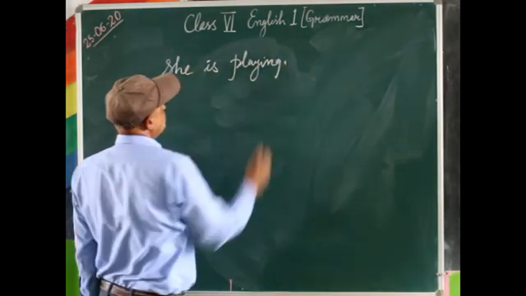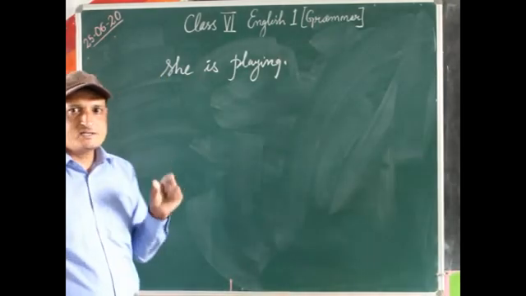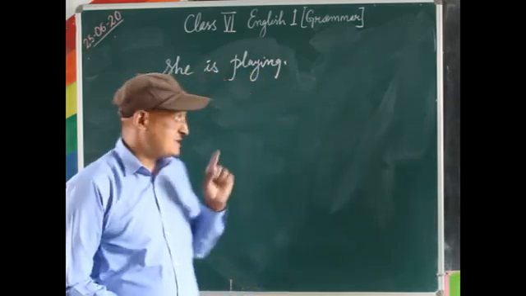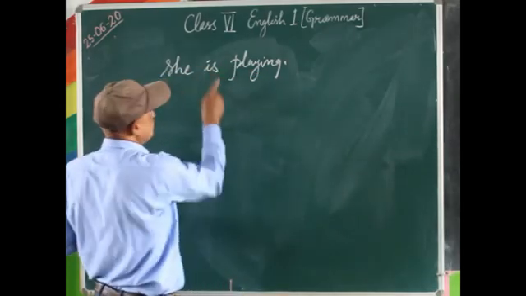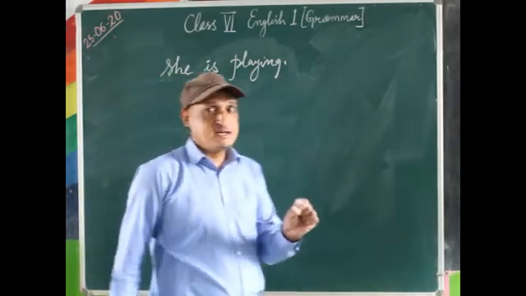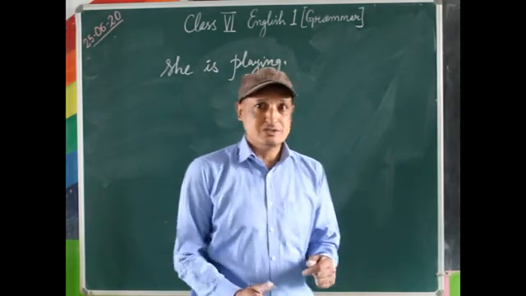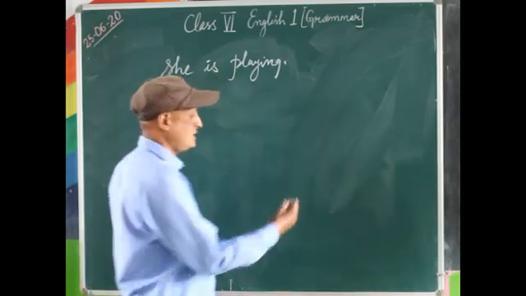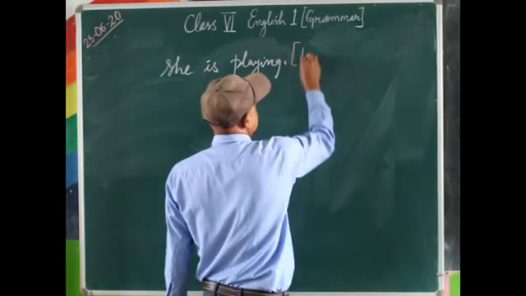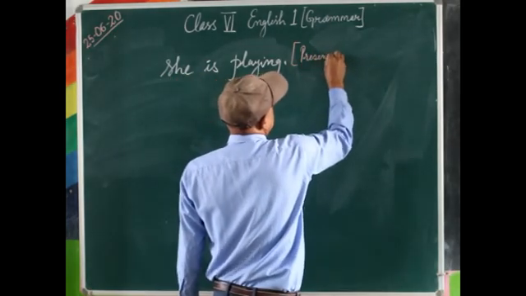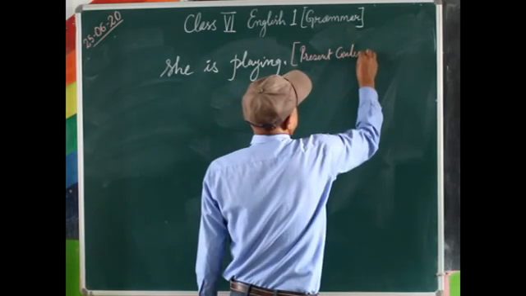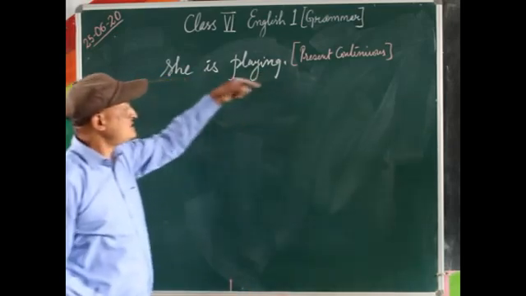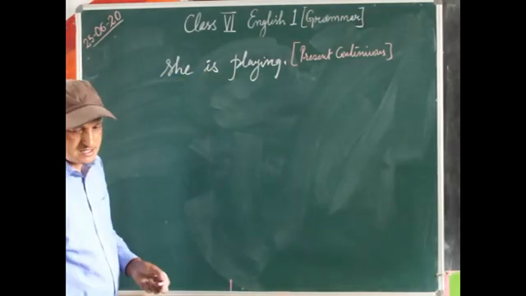Okay, this is the sentence. She is playing. In which tense is it? Present. She is playing. Present continuous. She is the third person helping verb here. So this is in the present continuous. Now let us change this sentence.